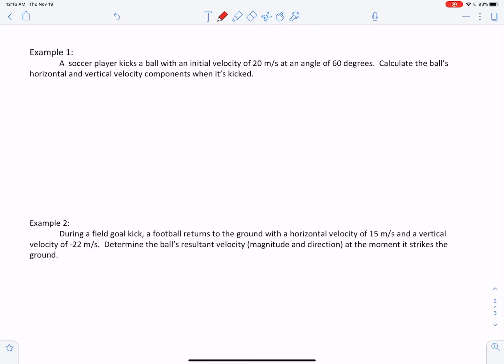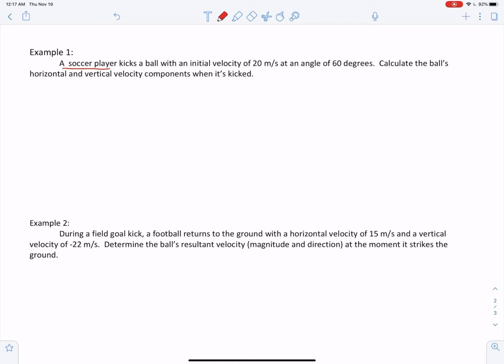Let's continue to practice breaking up velocity vectors into their components. Here we go. A soccer player kicks a ball with an initial velocity of 20 meters per second at an angle of 60 degrees. Calculate the ball's horizontal and vertical velocity components when it's kicked.